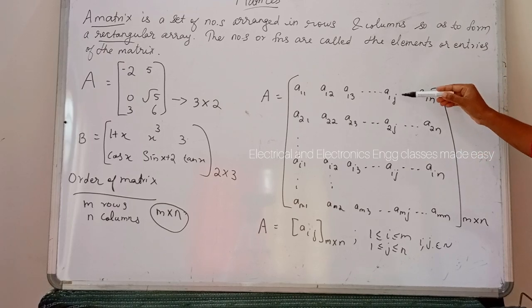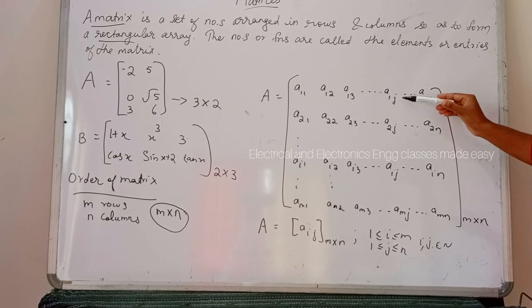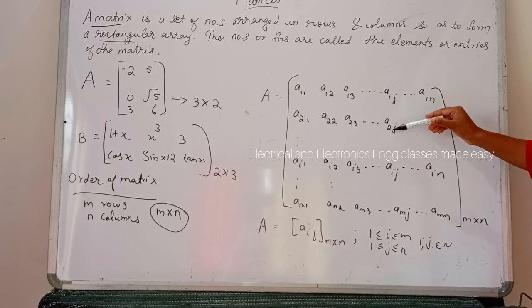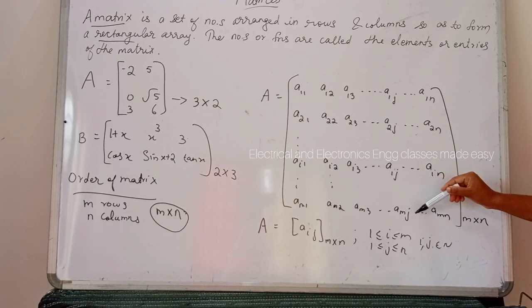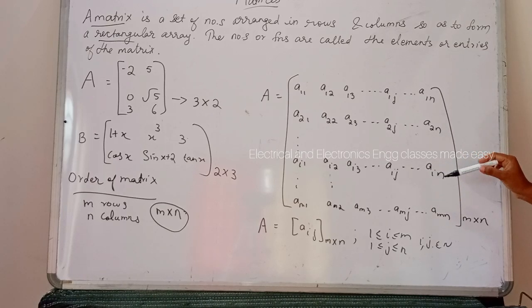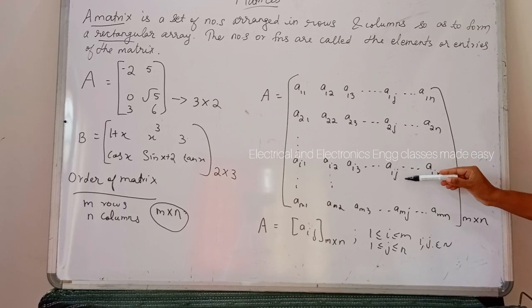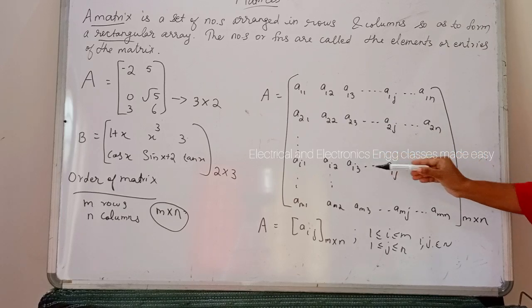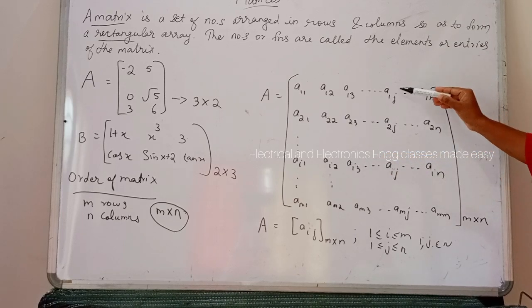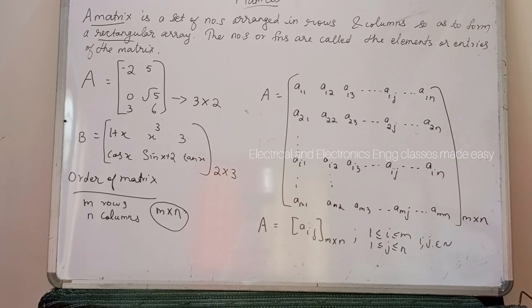Similarly, the jth column consists of elements a1j, a2j, etc., amj, like this. So in general, this is aij. This aij is an element lying in the ith row and jth column.